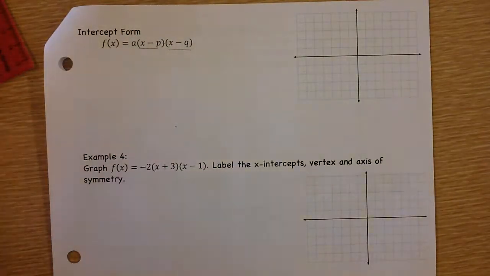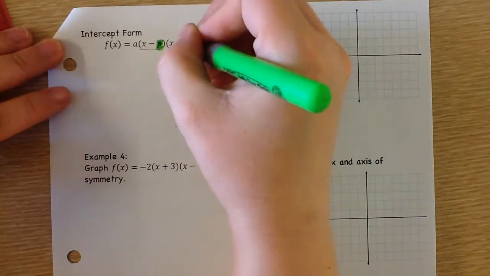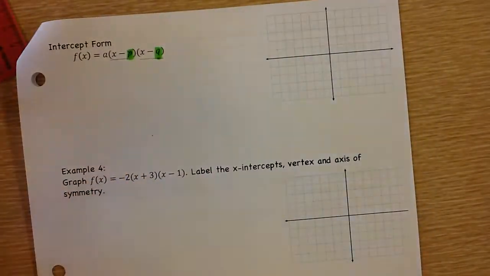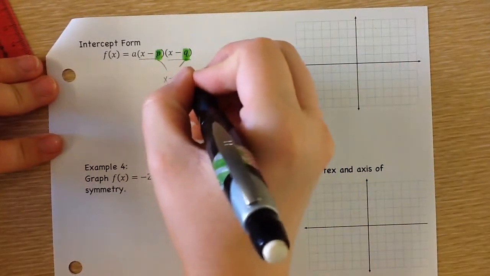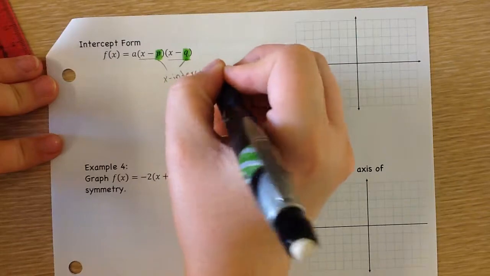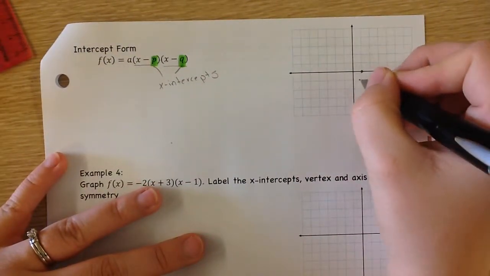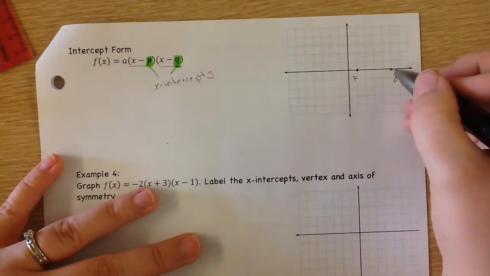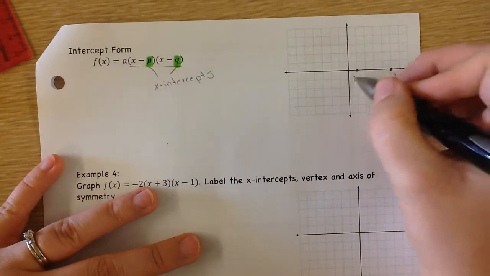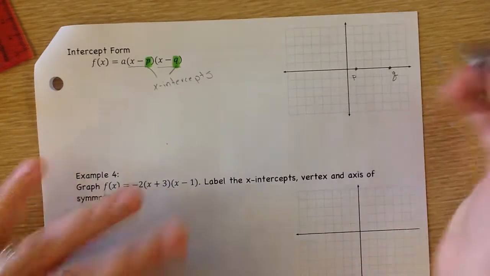How this form is useful is x minus p, x minus q. P and q are the x-intercepts. It's where this thing crosses the x-axis. So there's p, there's q. I know my parabola is going to cross the x-axis at p and at q.